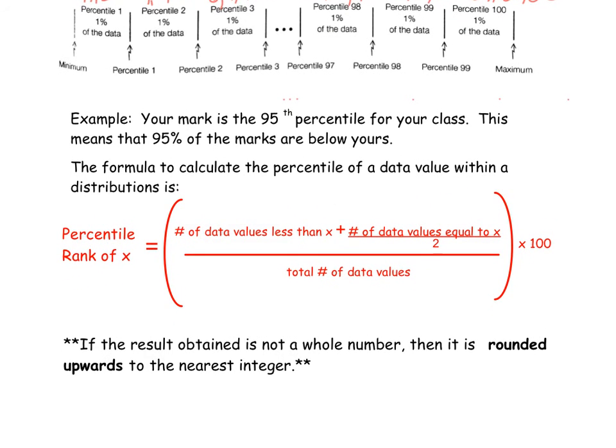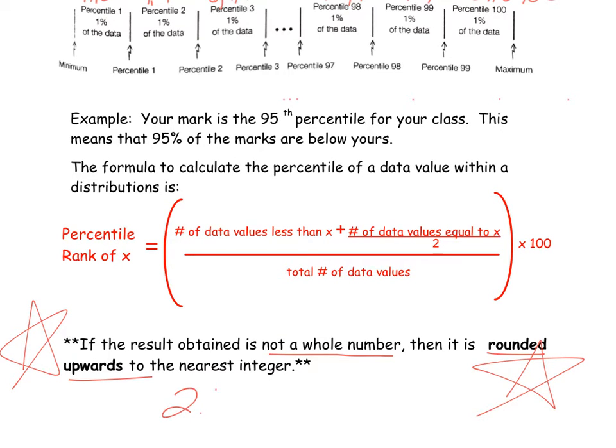Very important to note though is this: you should highlight, put a big star, make sure you remember it. If the number you get for percentile rank is not a whole number, then you have to round it up. Always, always round up. Even if you calculate 2.1, you're going to round that up to the 3rd percentile. And I'll show you why with this example.